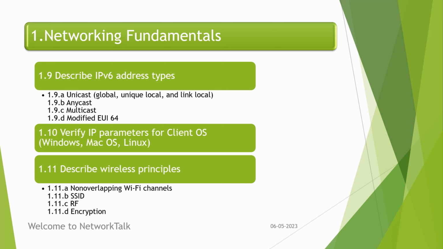Now we'll see IP version 6 address types: unicast, anycast, multicast, modified EUI-64, and verifying IP parameters for client OS, three different operating systems like Windows, Mac, and Linux. How we verify the IP versions and how to configure the IP address in different operating systems, we'll see in the practical sessions.